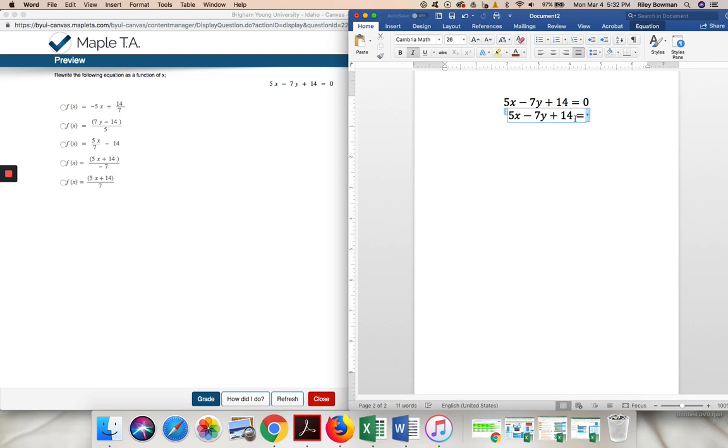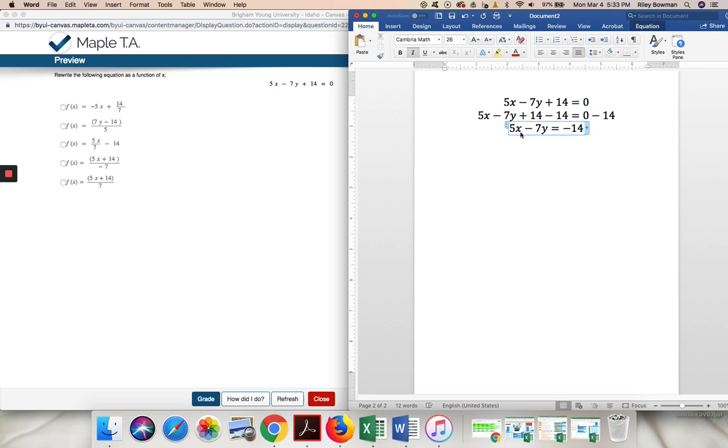The first thing is let's move this 14. To get rid of it, I need to subtract 14 from both sides, because then 14 minus 14 is 0, and 0 minus 14 gives me negative 14. Going to Control V, I don't have to rewrite the whole thing again, and then I get equals negative 14.